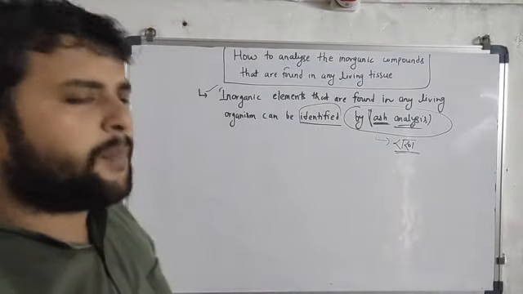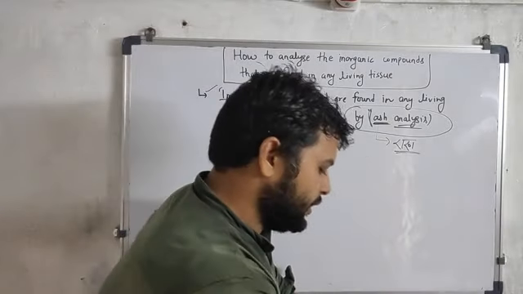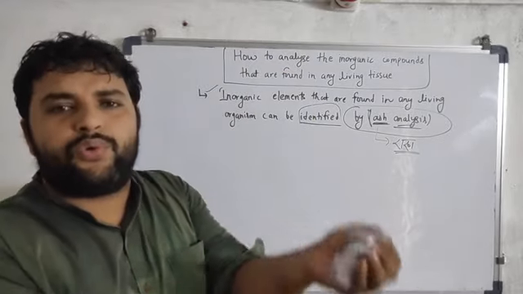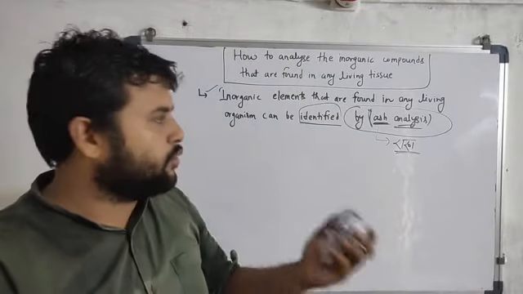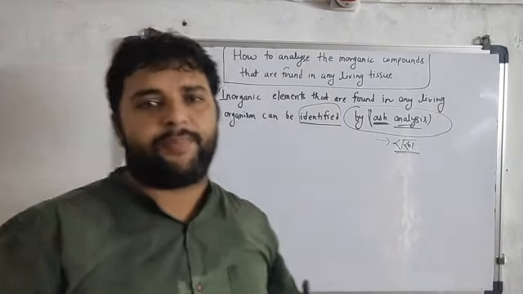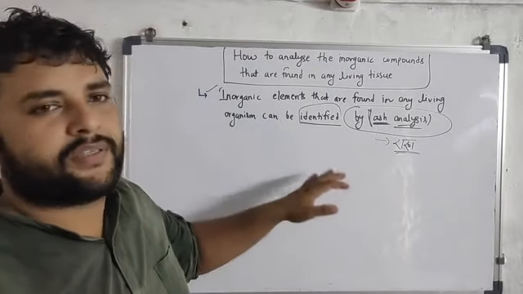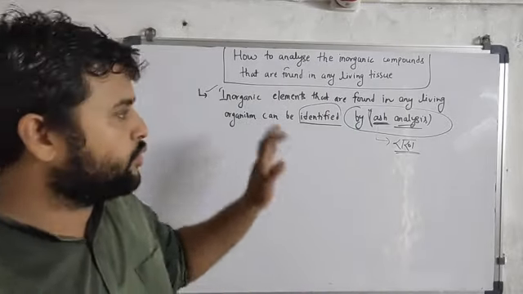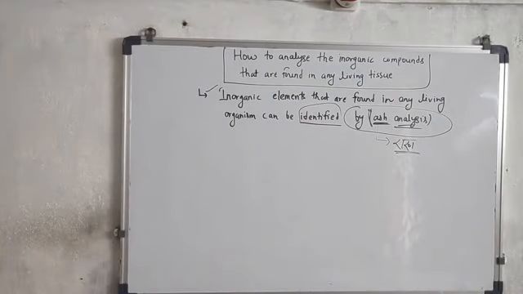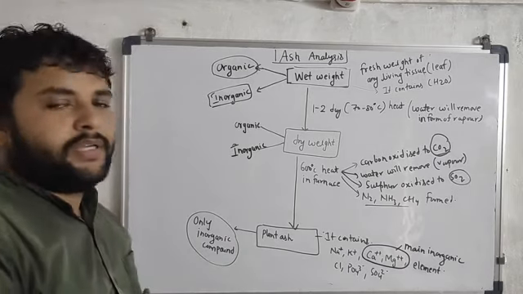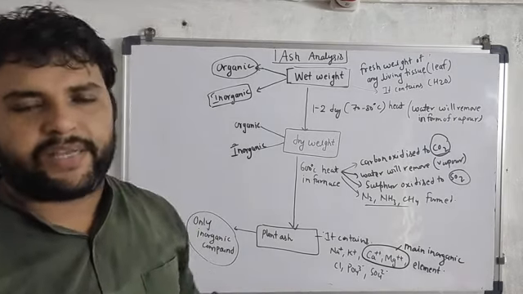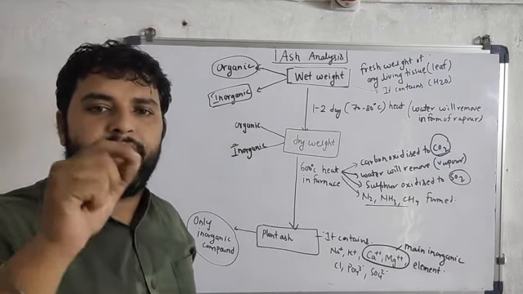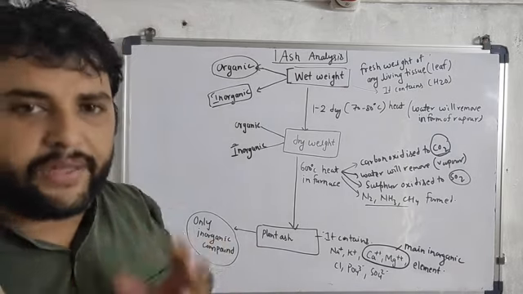Whenever you completely burn anything, suppose this is a paper and you put fire to it, after some time you will get the ash of this paper. Similarly, ash analysis can be performed in order to identify the various inorganic elements that are found in living tissue. So note this point. Now we will see how ash analysis is done. It is performed to identify the types of inorganic elements present in any living tissue.